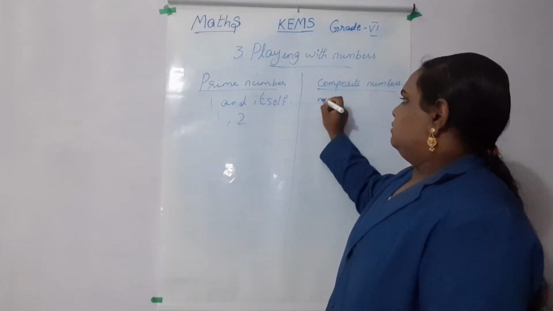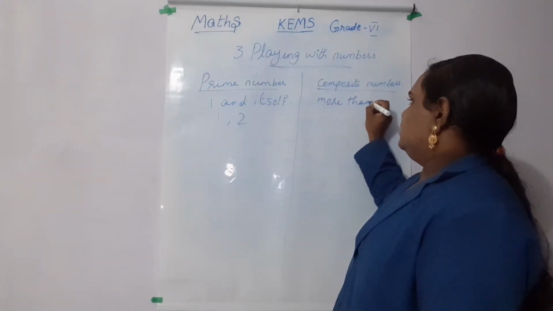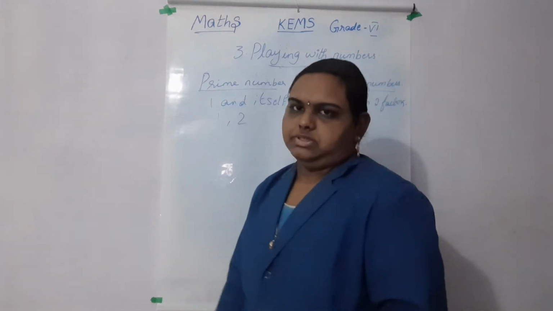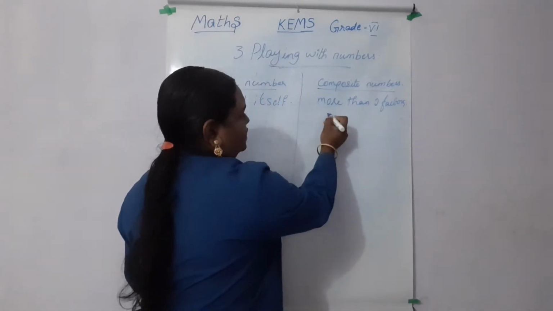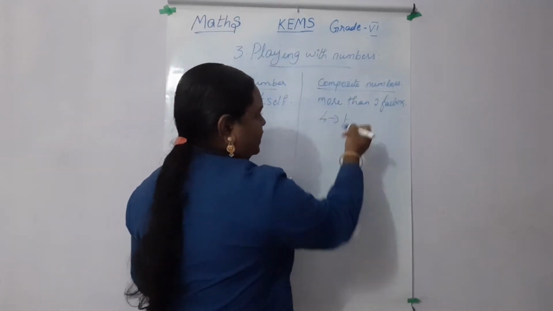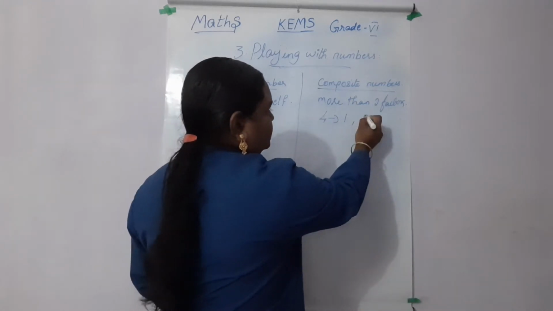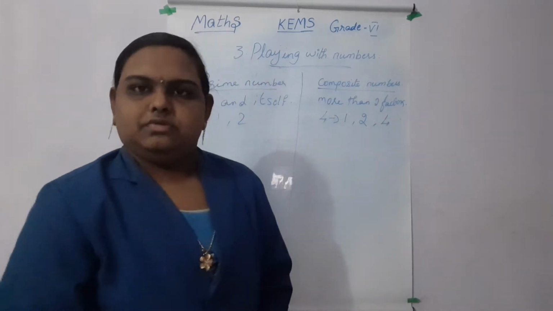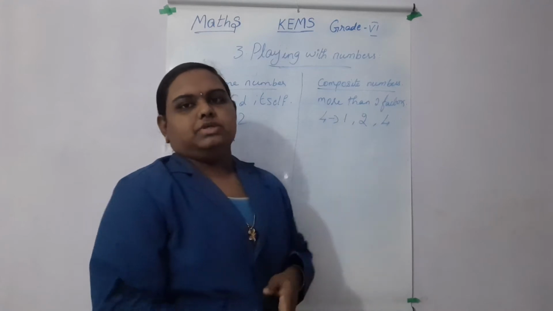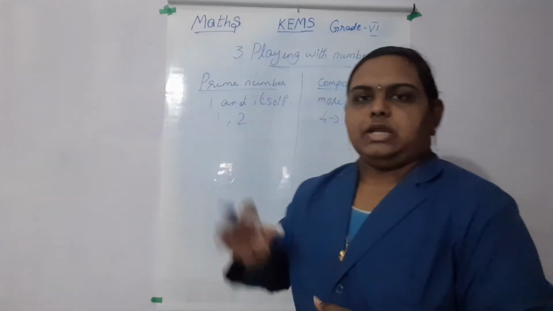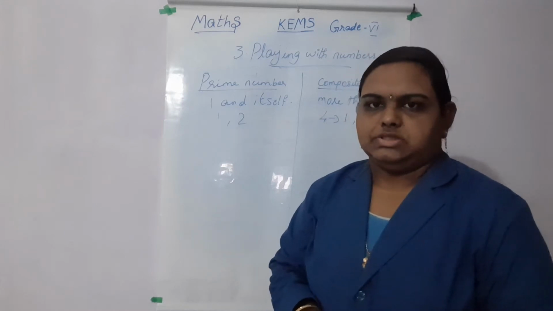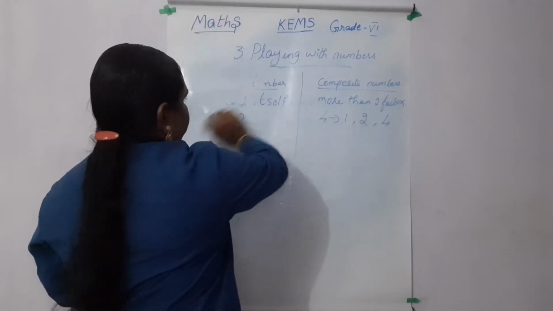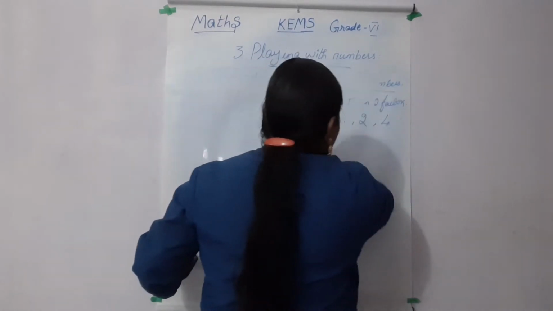But in composite, more than 2 factors. More than 2 factors, that is known as composite numbers. For example, 4. If we take the number 4, we can multiply 1 into 4 is equal to 4, 2 into 2 is equal to 4, then 4 into 1 is equal to 4. So we got 3 factors. This is known as prime numbers and composite numbers. This is the differentiation. Just you have to know what is a prime number and what is a composite number.